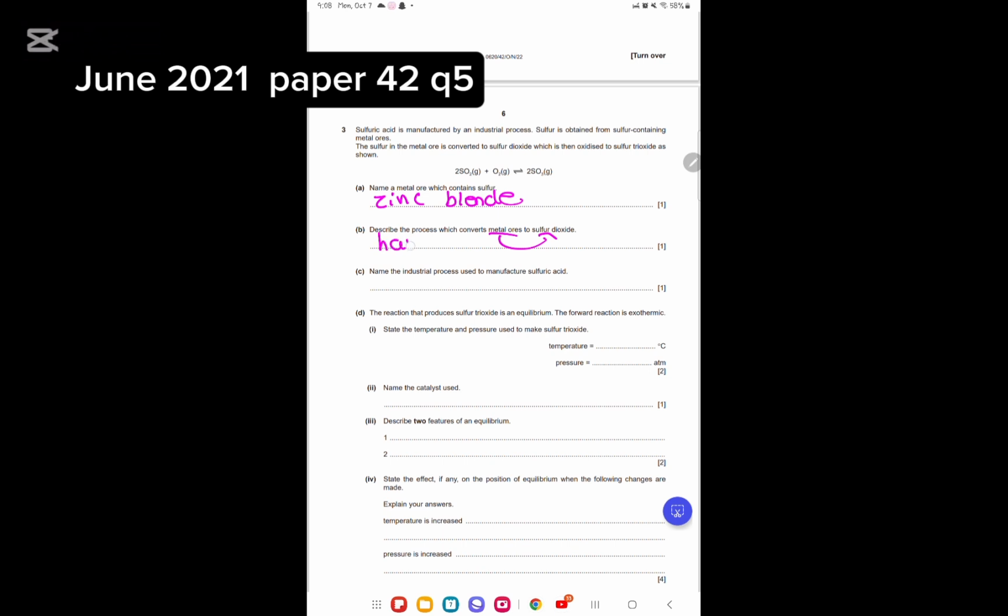They will have to react with O2, so it could be, for example, heat in air. Now name the industrial process used to manufacture sulfuric acid. It's called the contact process. The reaction that produces sulfur trioxide is an equilibrium reaction. The forward reaction is exothermic. So we just need to fill in here the conditions.